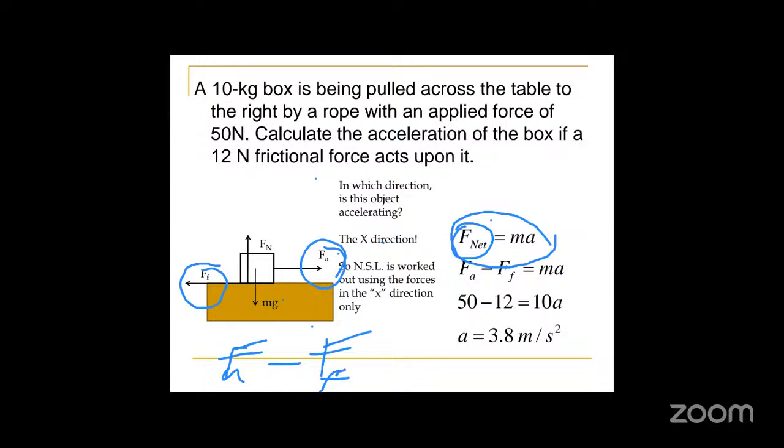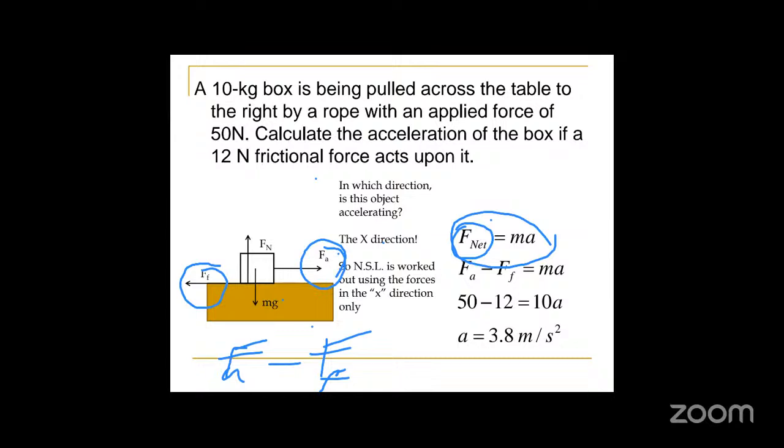Now, when you are finding the resultant of the forces or the net force, always subtract the smaller force from the greater force, because the object is moving in the direction of the greater force. So since the object is moving in the direction of the greater force, that is the positive direction. So the applied force minus the frictional force. The applied force is 50, the frictional force is 12, and the mass of the object is 10.